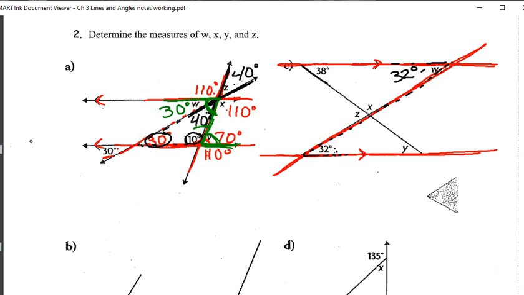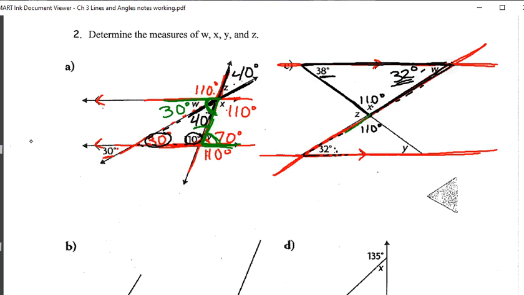Now up top, look at this. We have a triangle. 38 plus 32 is 70. Well, the three angles have to total 180, so X has to be 110. 70 plus 110 is 180. What else do I know? Well, opposites are the same, so I'm going to put 110 there just because it might help me. But what about Z?